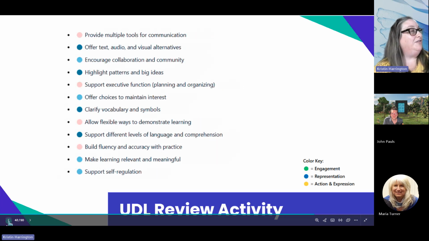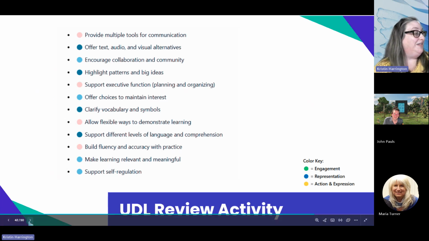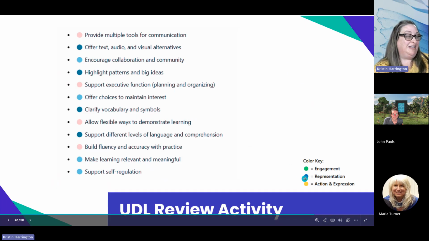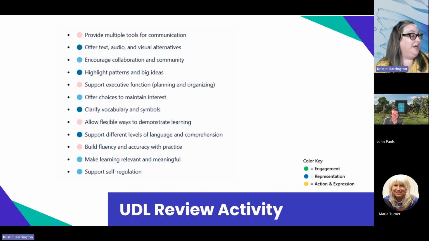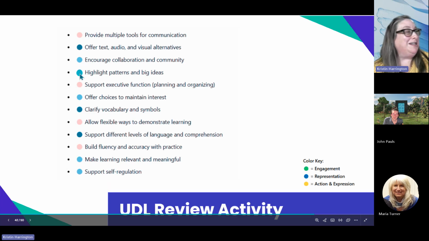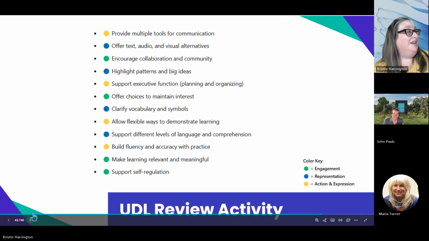So for example, if you chose provide multiple tools for communication, you were probably really confused because it was pink, and pink's not on the list at all. But if you did, that actually was yellow for action and expression. Similarly, if you chose representation blue, or if you chose engagement green, you'll see that they kind of are switched. So sorry, let me go back to this one. Here, this to me is slightly more green, more like a teal. They're both kind of blue, but I would have said this has more green in it. But really, they're flipped. So if you look here, it's the opposite.